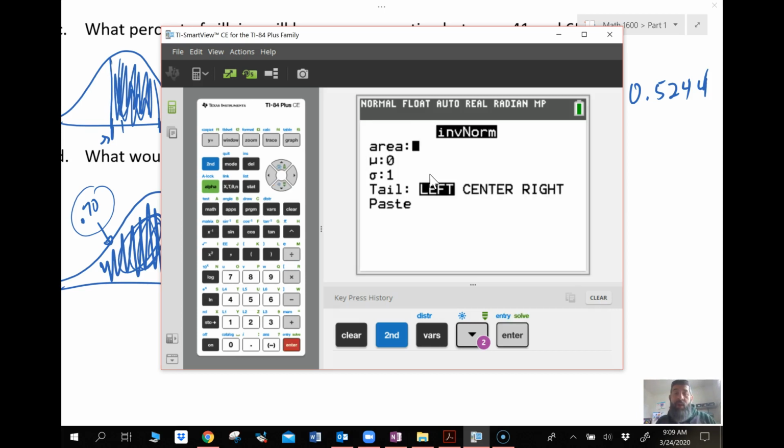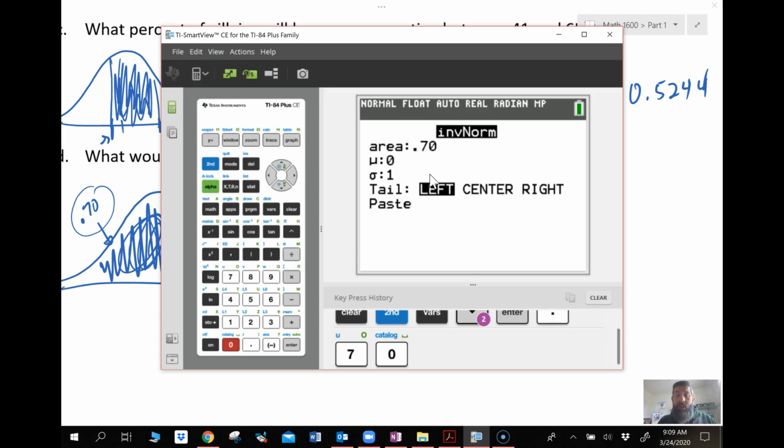The area that we're looking for: the calculator only calculates areas that are below a value. So if we were looking above a value, we'd have to subtract that percentage from 1. But we already know it's the 70th percentile, so it's pretty easy. We're going to put 0.70 in here. Since we're dealing with z-scores, we're going to leave the mu as 0 and the standard deviation as 1. So don't change these, because we're looking for a z-score.